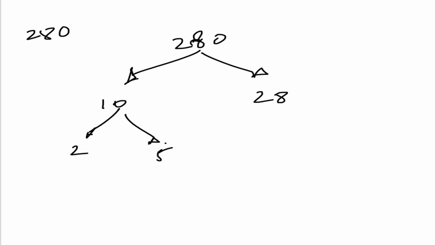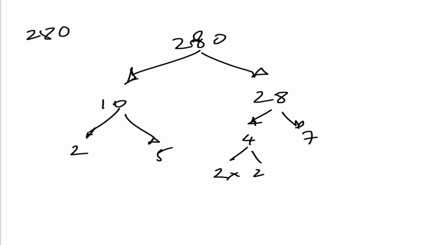You can't divide 5 by any other number except for 5 and itself, and 2 can only be divided by 2 and itself. So now you've got 28. That's the same as 4 times 7. 4 is the same as 2 times 2. 7, well, you can't simplify 7 anymore.